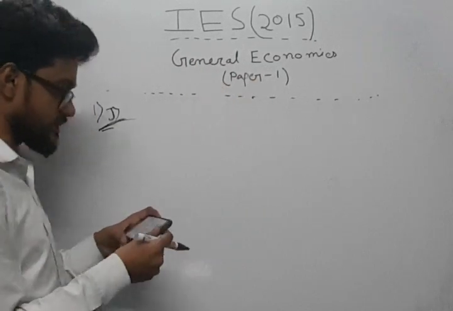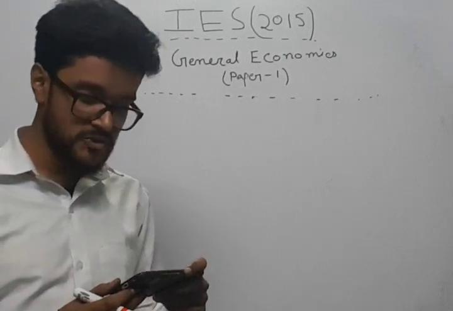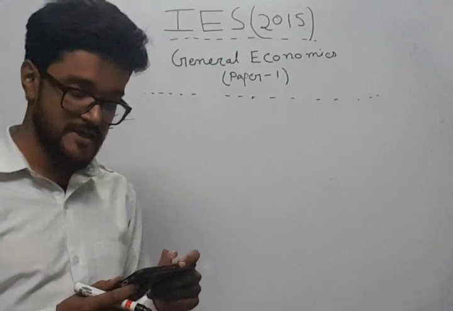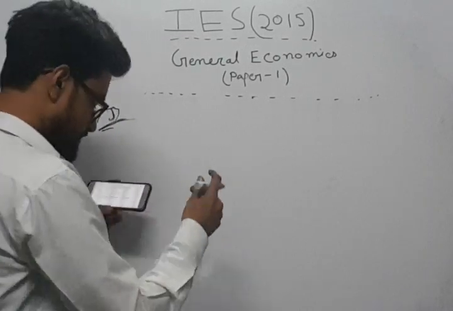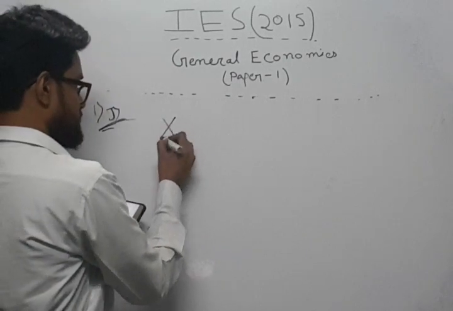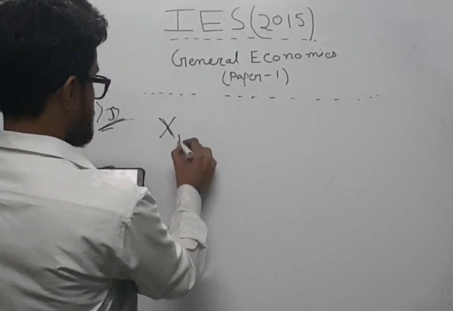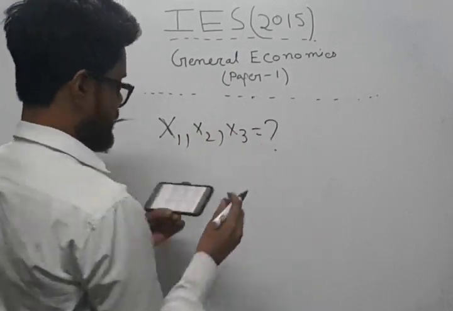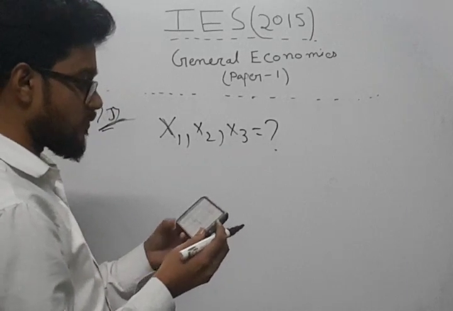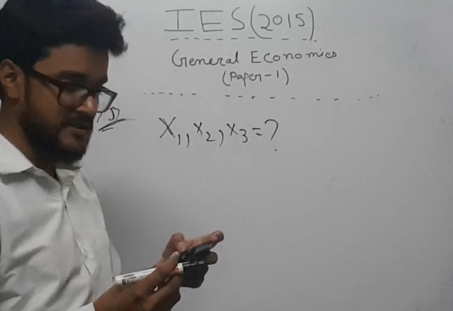So 1J, the question goes like this. Find out the total demand for industries 1, 2, 3 if, say total demand is given by X. So we have to find the total demand for industry 1, industry 2 and industry 3, if the coefficient matrix and final vector B are given like this.